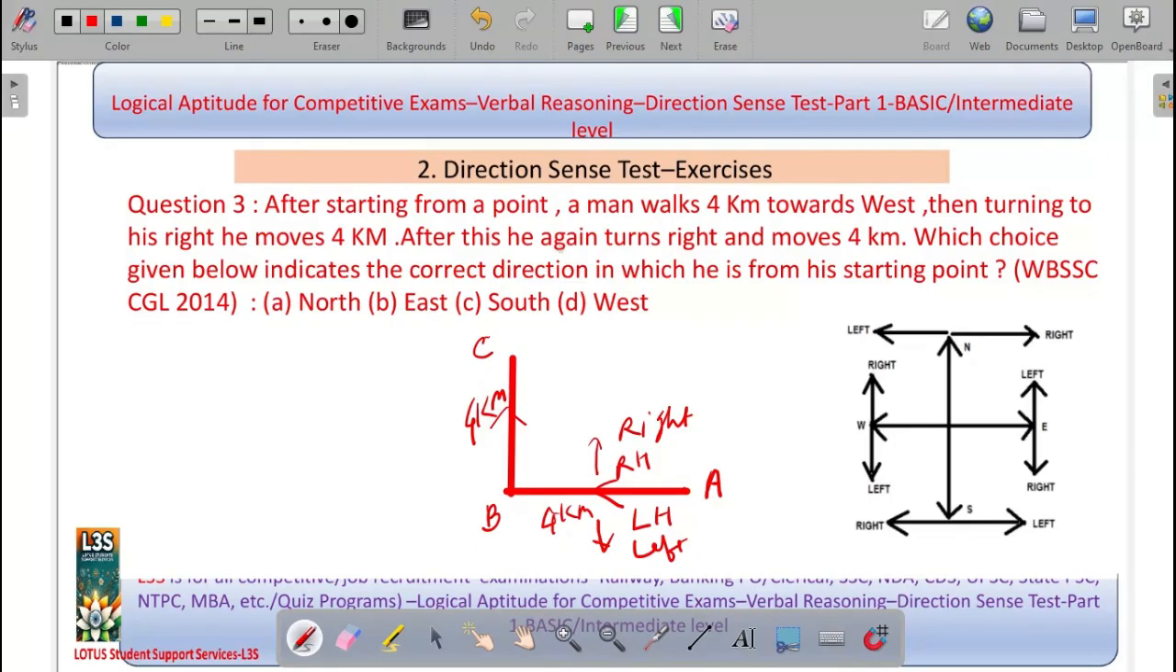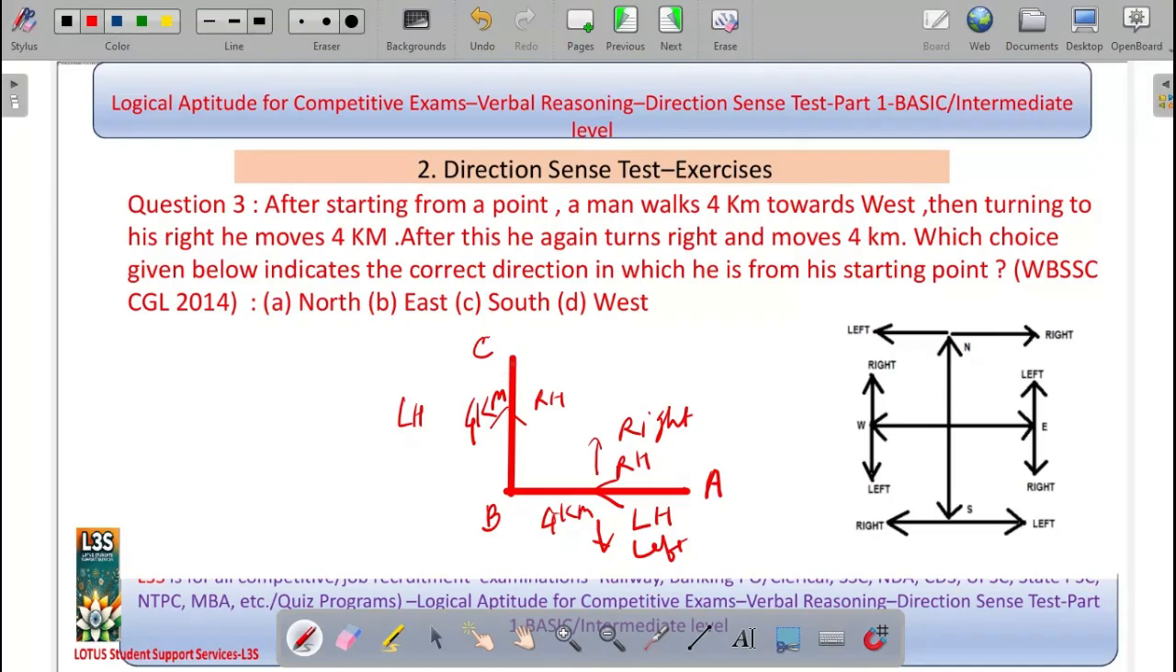Then after this he again turns right. So when he is going from B to C, his right side will be this side. This is right hand. This is left hand. So towards east will be right hand. Towards west will be left hand. So you have to imagine like that.